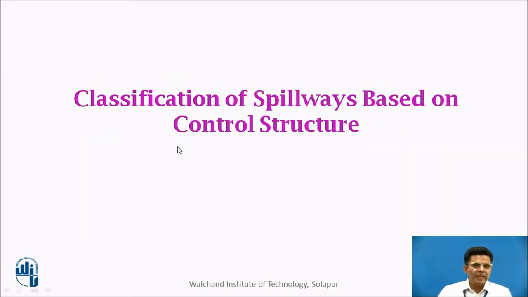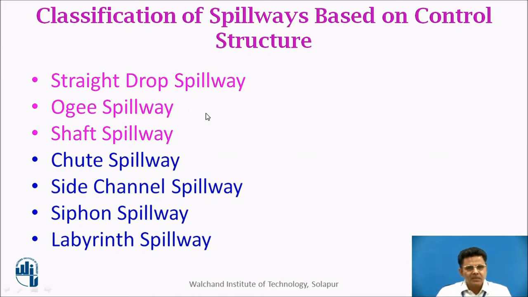Classification of spillways based on control structure. We can classify the spillways based on control structure as straight drop spillway, Ogi spillway, shaft spillway, chute spillway, side channel spillway, siphon spillway, labyrinth spillway, and a few more special types of spillways are also there. But these are the important types of spillways. Out of these, in this session, I will be discussing these three spillways: straight drop, Ogi and shaft.